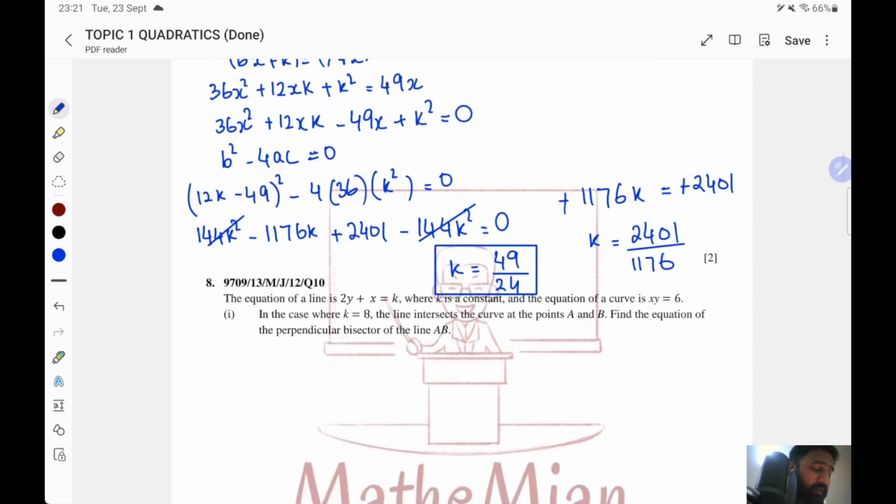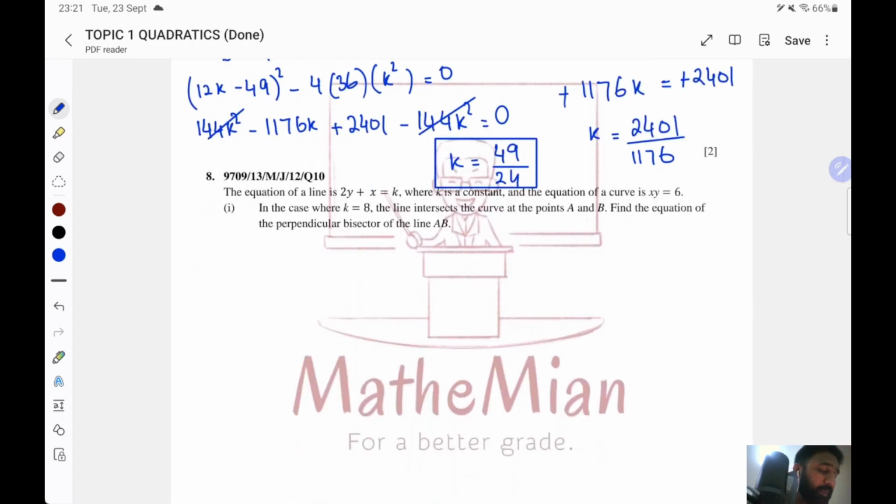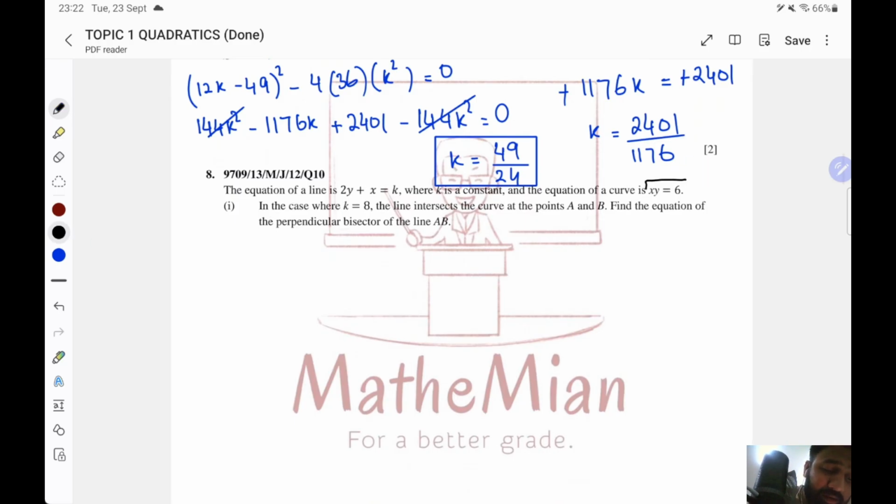Let's move to the next question, question number 8, which is from May June 2012, Paper 1-3. The equation of a line is this, where k is a constant, and the equation of the curve is this. So this is the curve and this is the line. In the case where k is equal to 8, the line intersects the curve at points A and B. So for this value of k, the line and the curve are intersecting each other at two different points. You need to find the equation of the perpendicular bisector of AB. The first portion of the question is related to quadratics, but the second portion is related to coordinate geometry. But we are going to do them both.